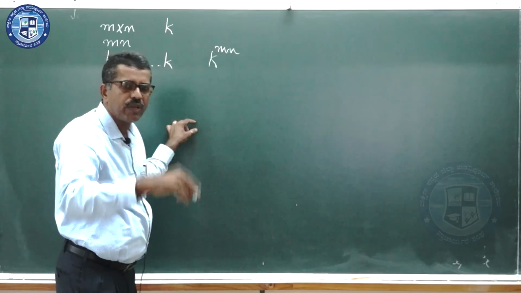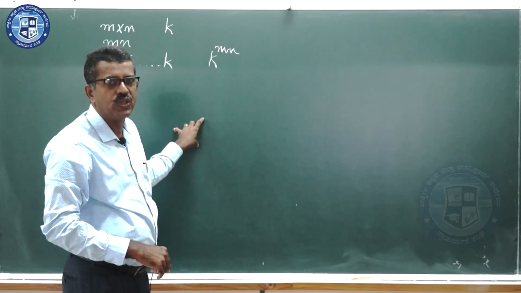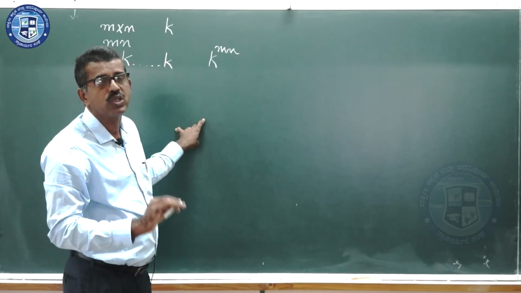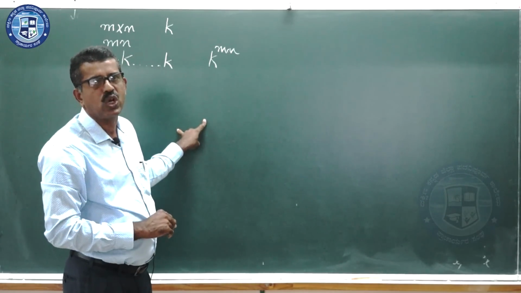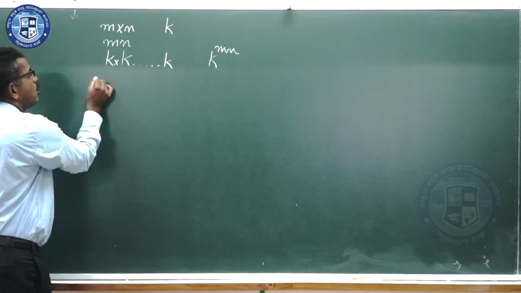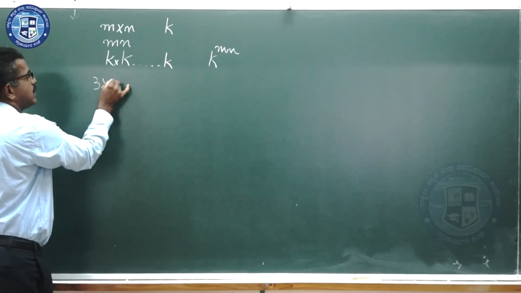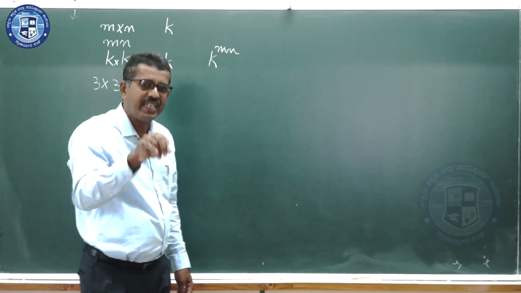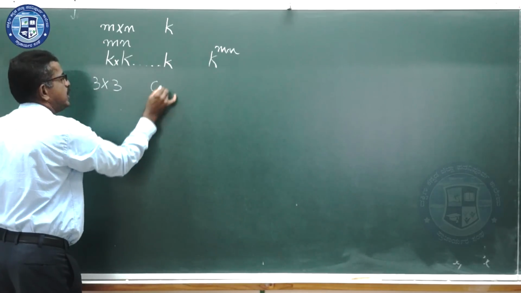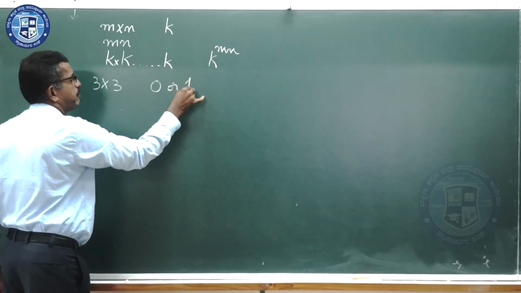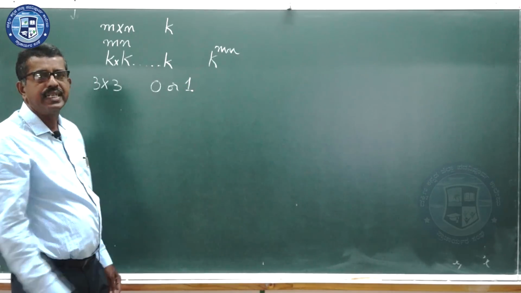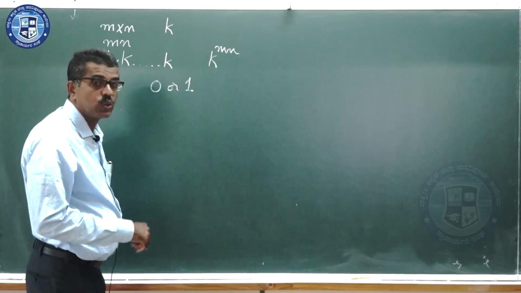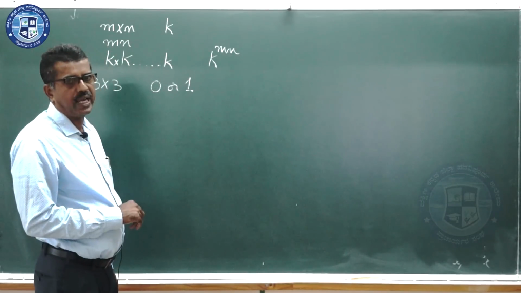So you have a beautiful question which has been asked in a board examination. The question is like this. The number of all possible matrices of order 3 cross 3 with each entry either 0 or 1. What would be the total number of possible matrices which you can have?